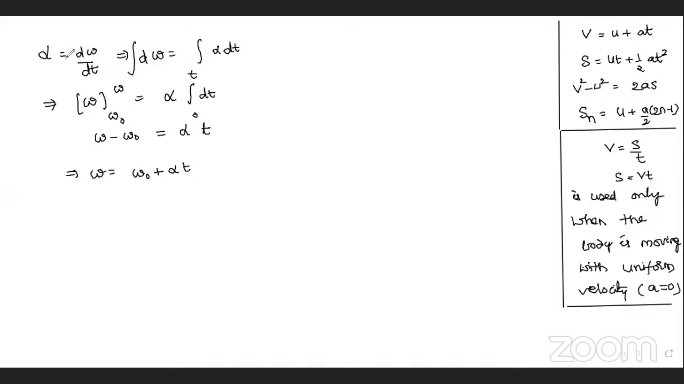Simple. Alpha equals, I wrote in differential form, no? Alpha is equal to d omega by dt. D omega equals alpha dt. That's why I took the integration. I wrote the differential form. That's why I integrated. Even though here I did not integrate the alpha, since it is constant, it is taken out. Just dt I integrated. That's it. Now you understood? To extract the formula.